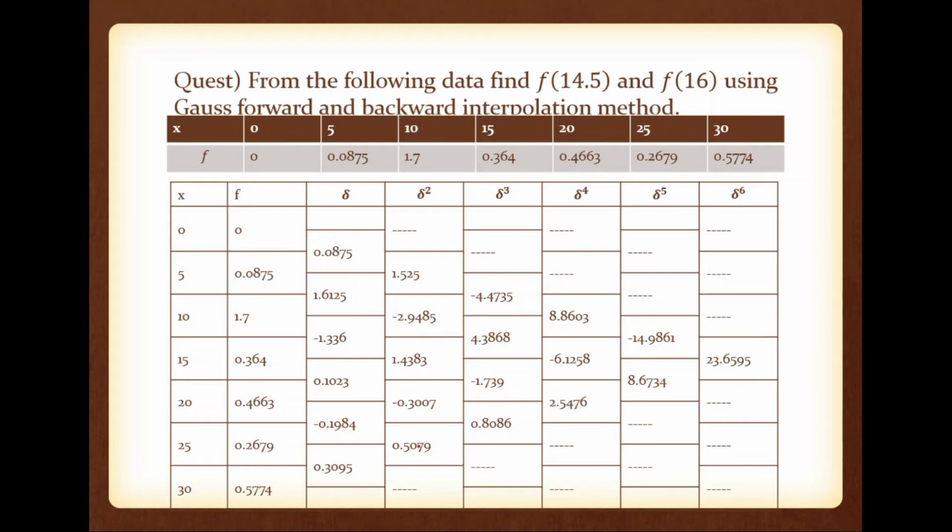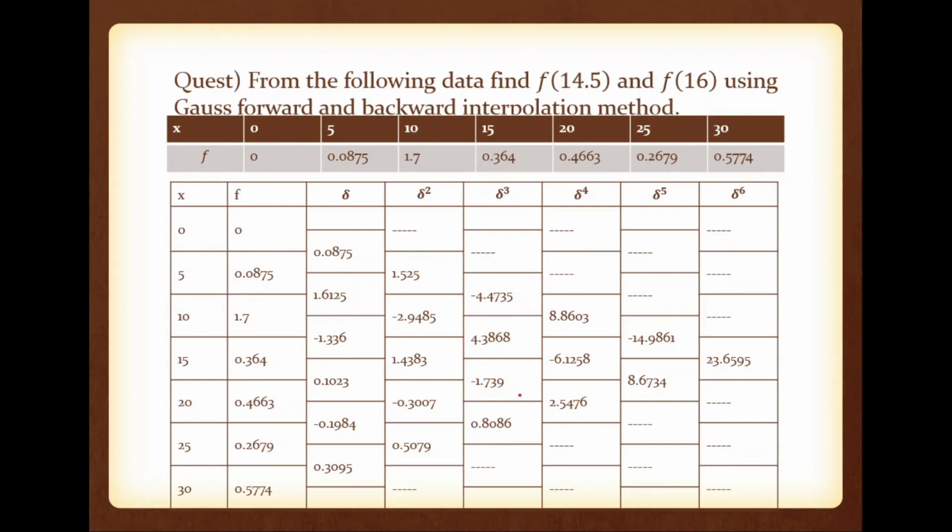So by using this second central difference, we have to find the third central difference. So minus 2.9485 minus 1.525 is minus 4.4735. 1.4383 minus minus 2.9485 is 4.3868. Minus 0.3007 minus 1.4383 is minus 1.739. 0.5079 minus minus 0.3007 is 0.8086. So this is the third central difference.